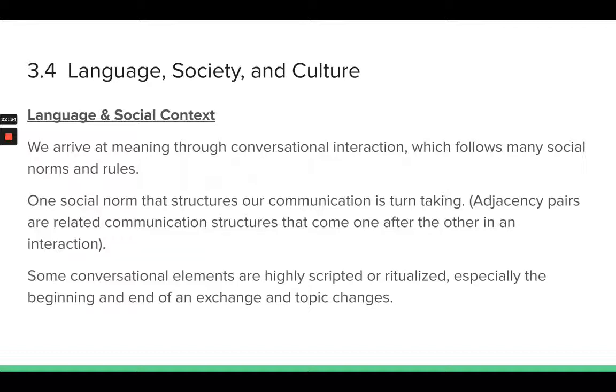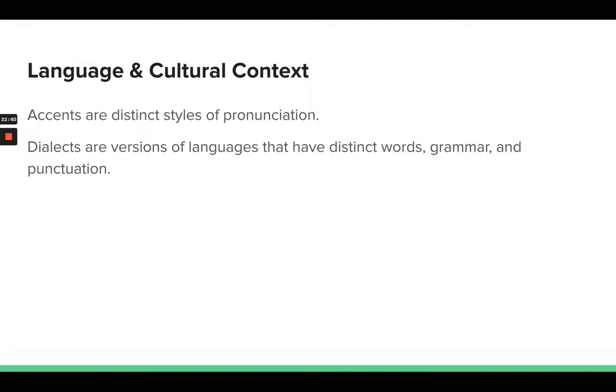Some conversational elements are highly scripted or ritualized, especially the beginning and the end of an exchange and topic changes. Accents are distinct styles of pronunciation. We know that we have a lot of different dialects and accents in our country. Dialects are versions of language that have distinct words, grammar, and punctuation. Accent has been something that has worried me, teaching you guys in Nebraska.